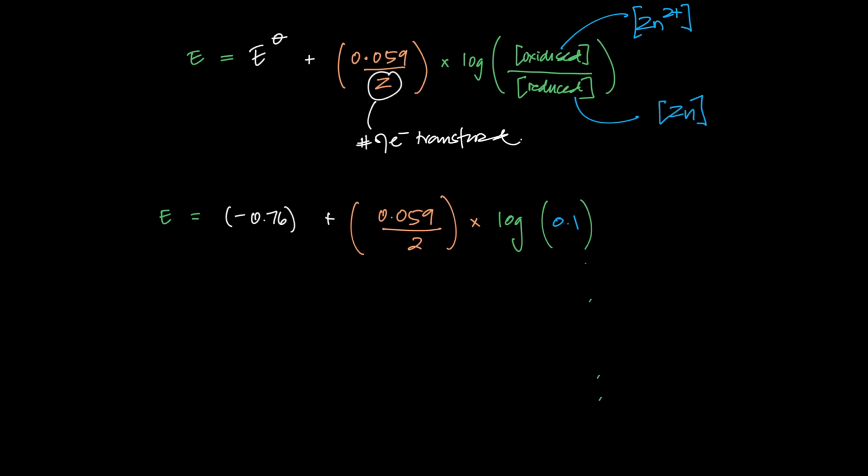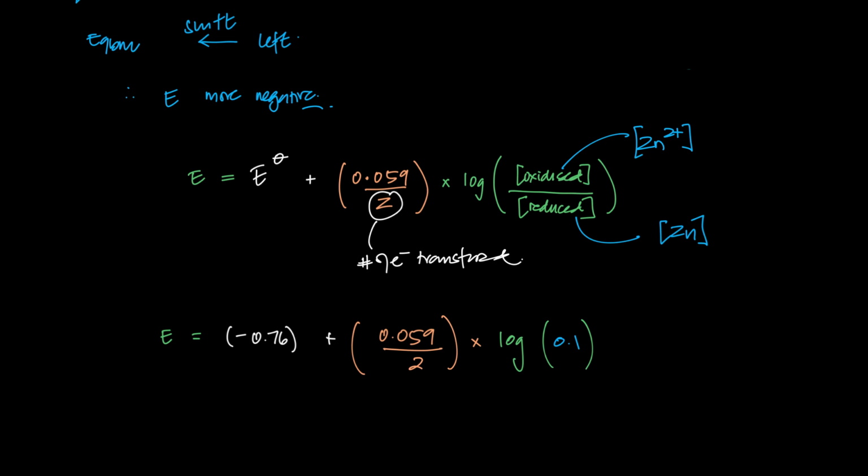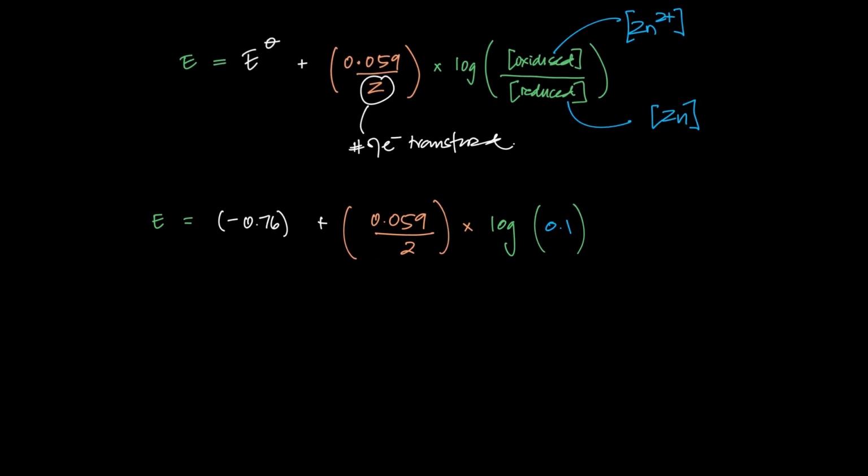And you'll see it will be corresponding to what you had predicted. Remember what you had predicted. It'll shift left and become more negative. So this value will be more negative than minus 0.76. And you can find that out also. In this case, what is that? So let's do the math. 0.76 plus 0.059 over 2, 0.0295 into the log of 0.1. What's the log of 0.1? Minus 1.